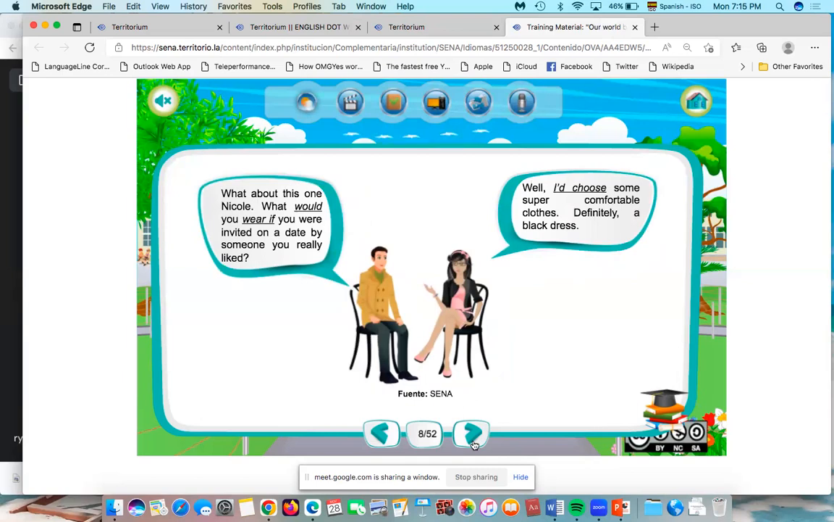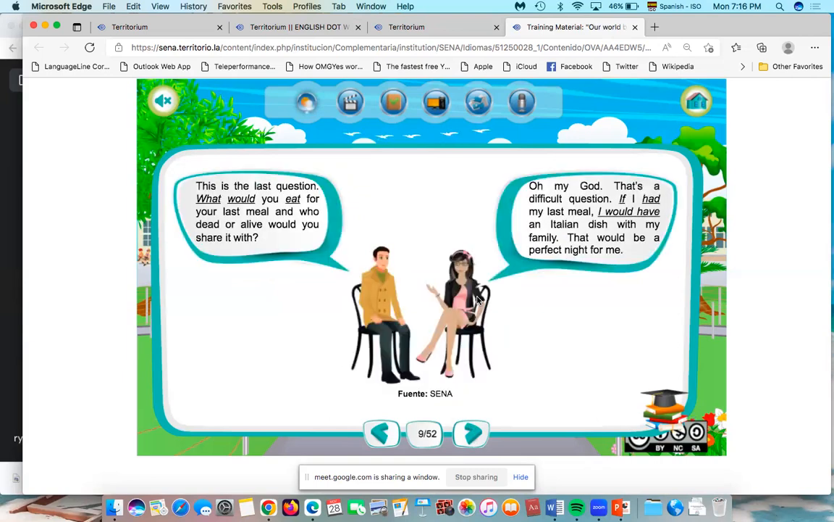What about this one, Nicole? What would you wear if you were invited on a date by someone you really like? Well, I choose some super comfortable clothes. Definitely a black dress. This is the last question. What would you eat for your last meal, and who will you share it with? Oh my God, that's a difficult question. If I had my last meal, I would have an Italian dish with my family. That would be my perfect night for me.